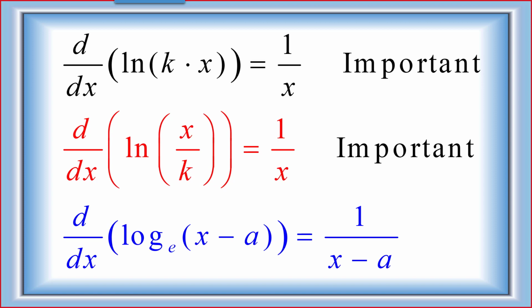So what do you observe? Irrespective of what the coefficient of x is, the derivative will always be 1 over x, and that's why I've written important. So if you do k times x, or you do x times 1 over k, or x divided by k, the derivative is the same. However, if there's a horizontal translation, then the derivative would be 1 over x minus whatever the translation is. So 1 over x minus a. So that's the derivative with log functions.